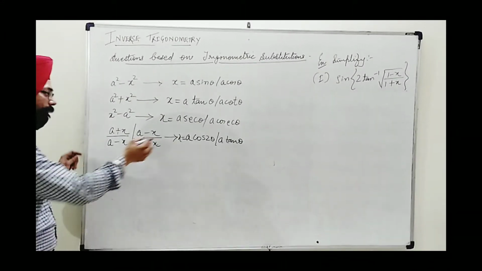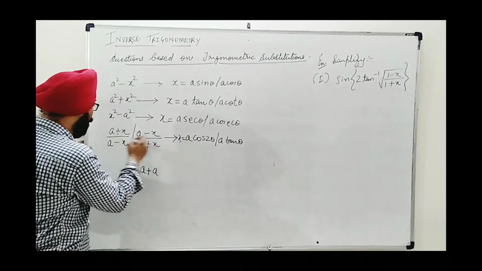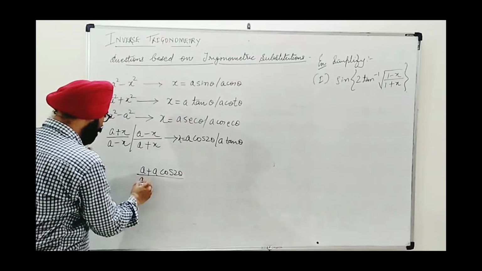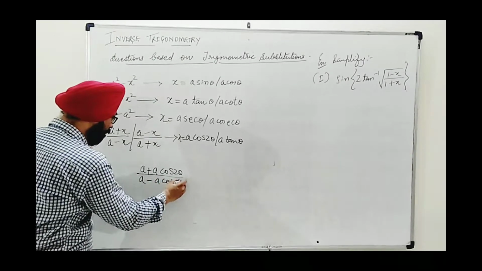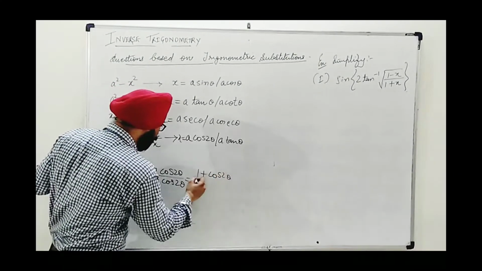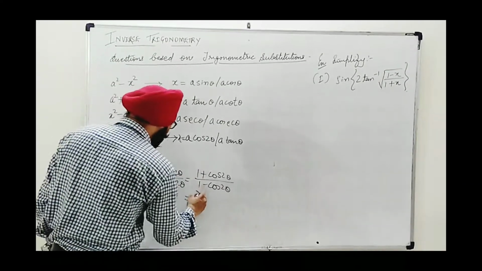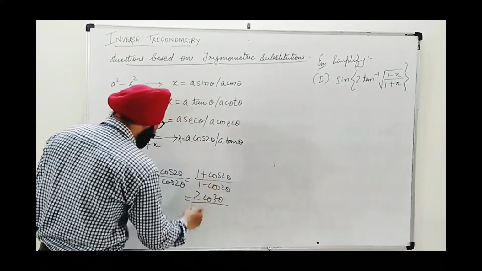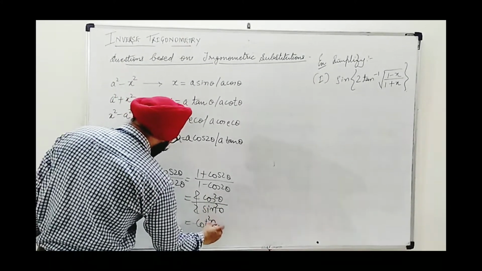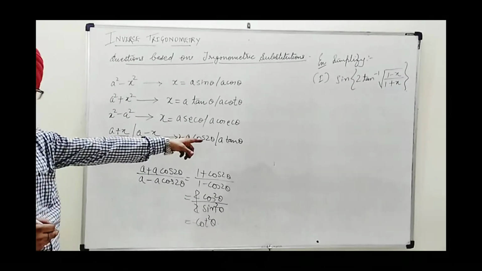What happens if I replace by a cos 2 theta here? This will become a plus x substituted by the same, a cos 2 theta upon a minus a cos 2 theta. As soon as I take a common and cancel out, I am left with 1 plus cos 2 theta upon 1 minus cos 2 theta. I see that 1 plus cos 2 theta is 2 cos square theta and 1 minus cos 2 theta is 2 sin square theta, and when simplified we are left with cot square theta. Every time they have been simplified to a square term, but not so when we get a tan theta.